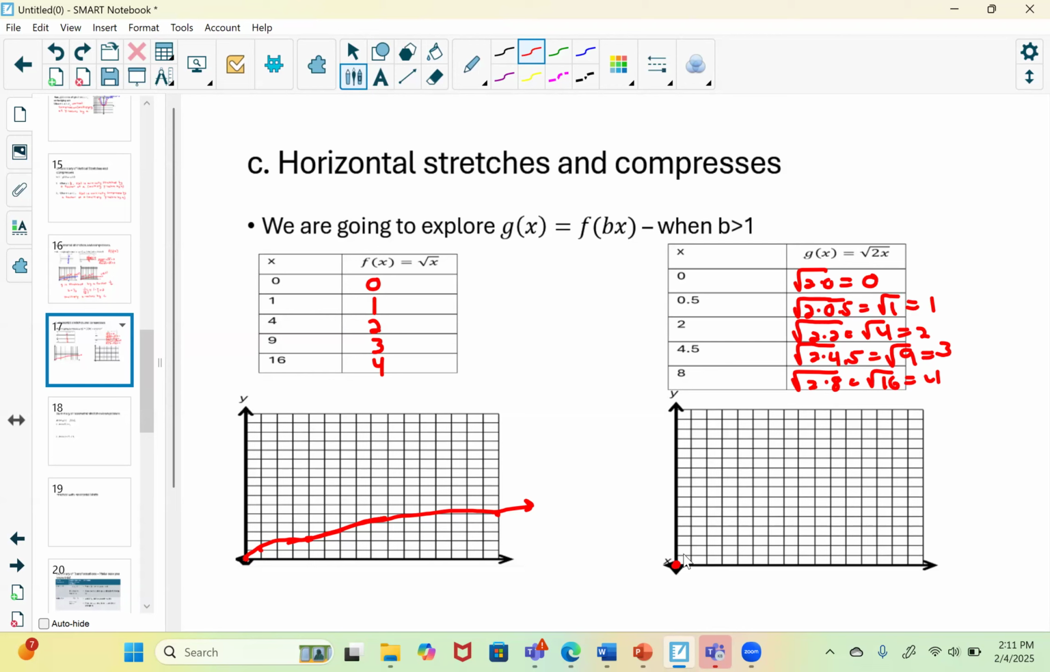Okay, so we're at 0.5, 1, 2, 2, 4.5, 3, and 8, 4. Okay, and so we look at this one. If we compare the x values, all these y values are the same. If we compare the x values, they're all half of it. Okay. But in this case, b was 2.